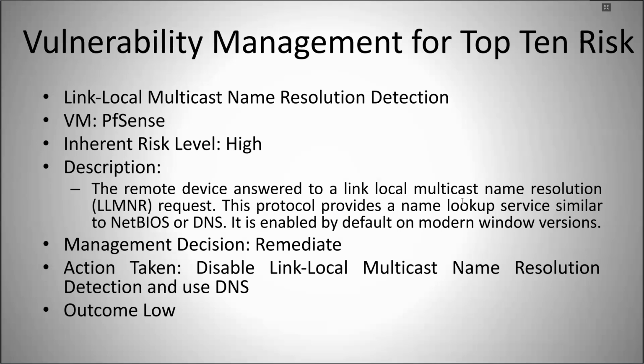I'm going to quickly go over the vulnerabilities and how we would fix them. For this one, multicast name resolution, it's enabled by default on modern Windows. So this is an example of how certain ports and services are inherently unsafe and need to be disabled to provide more security.